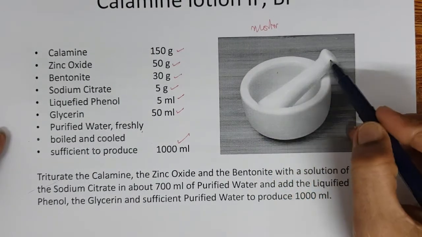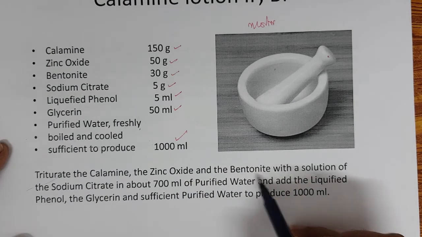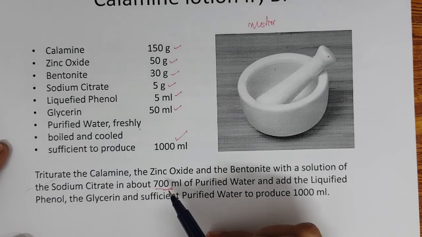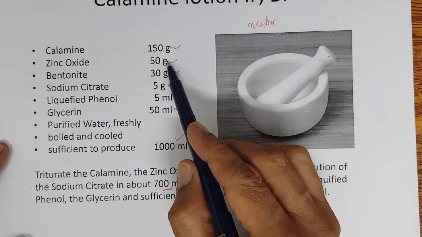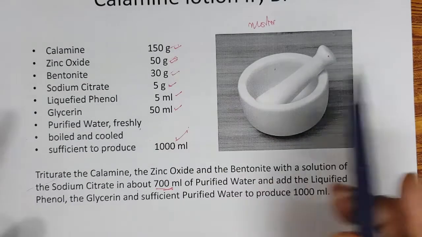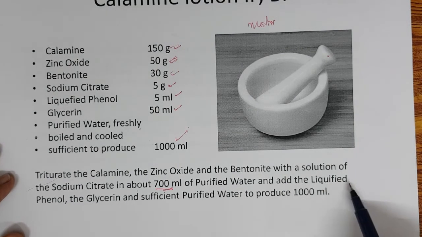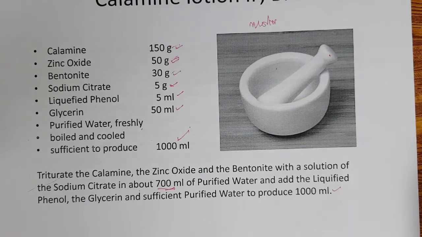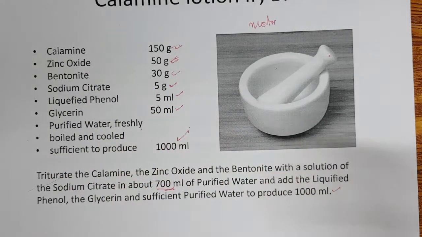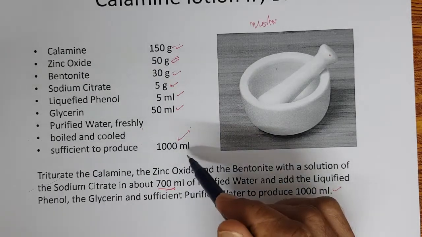Okay, the whole preparation is done in a mortar and pestle, right? This is the mortar and this is the pestle. So, first, triturate Calamine, zinc oxide and bentonite with a solution of sodium citrate in 700 ml of water. So make a sodium citrate solution in 700 ml of water, and triturate in the mortar and pestle. And later add the liquefied phenol, the glycerin and sufficient purified water to make up to 1000 ml. So, this is a very, very simple process, right, where you blend the powders, then make a solution of sodium citrate and liquefied phenol, add glycerin and the remaining water.